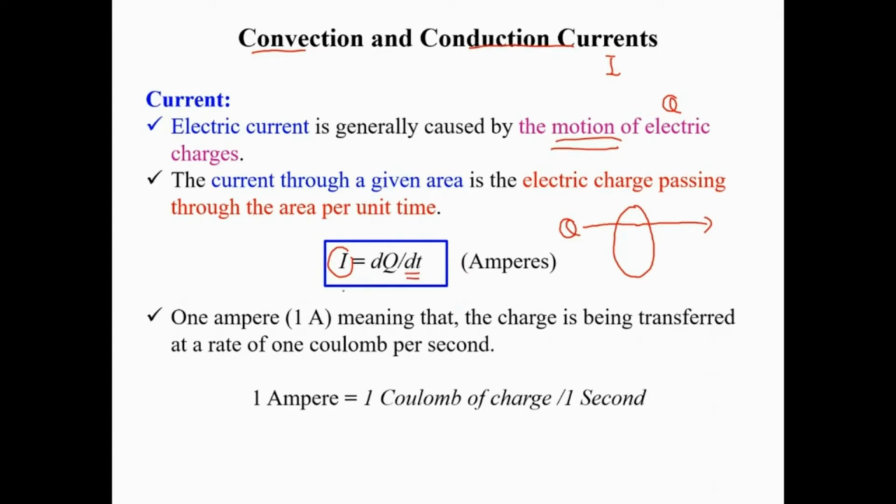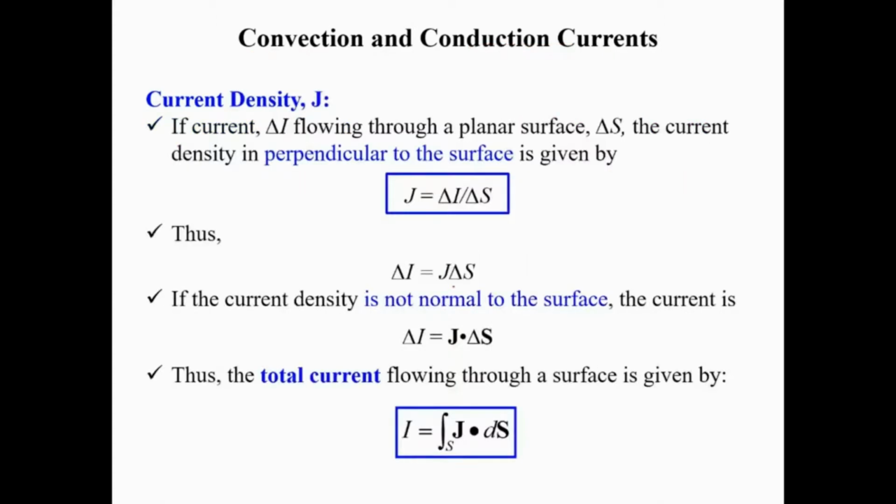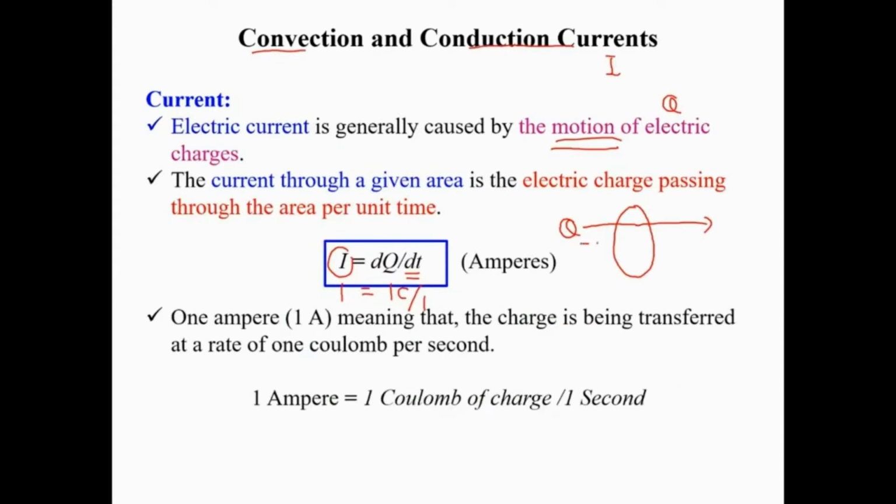So for example, now you have 1 ampere. It means that the charge is being transferred at the rate of 1 coulomb per second. Meaning that there is 1 coulomb of charge passing through the area in 1 second. This is the definition of the current. So for the current, just now we said charge, right? So many charges pass through the area.